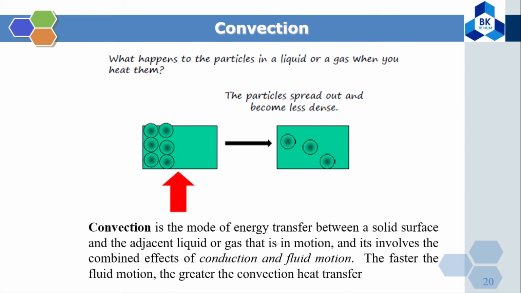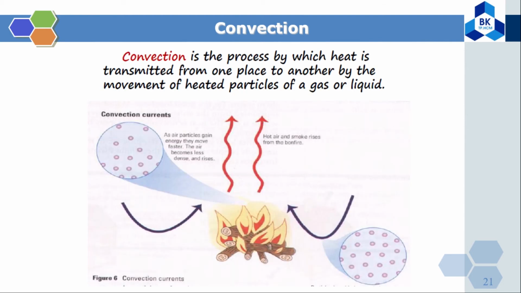So what happens to the particles in the liquid or gas when you heat them? Convection is a mode of energy transfer between a solid surface and adjacent liquid or gas in motion, and it involves the combined effect of conduction and fluid motion. The faster the fluid motion, the greater the convection heat transfer. So convection is a process by which heat is transmitted from one place to another by the movement of the heated particles of the gas and the liquid.